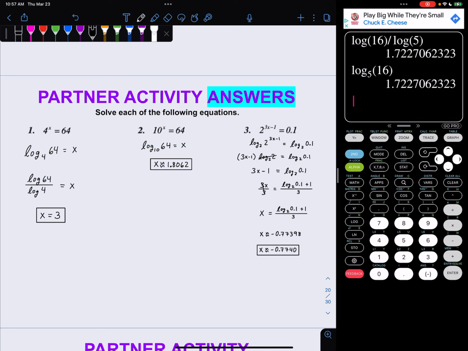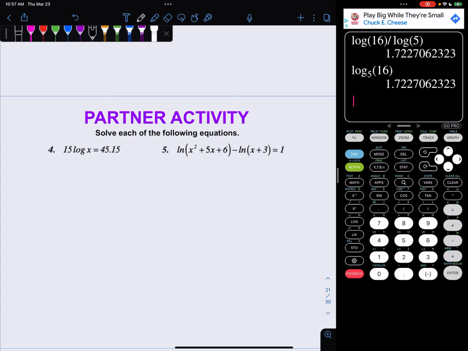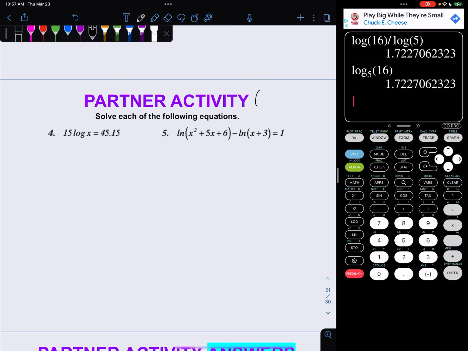Thank you so much. In the meantime, we're going to move on to the next partner activity. Here's the next partner activity. You're going to work with your partner. It's 2 problems. This one is going to be a little bit more, so maybe we're going to do about 4 minutes. I think it's a little faster. All right, go ahead and pause and work with your partner for about 4 minutes. Thank you.